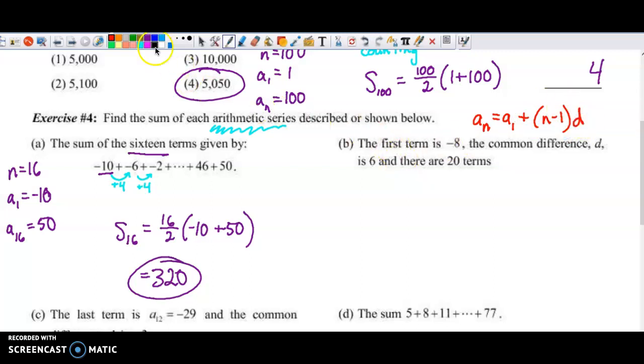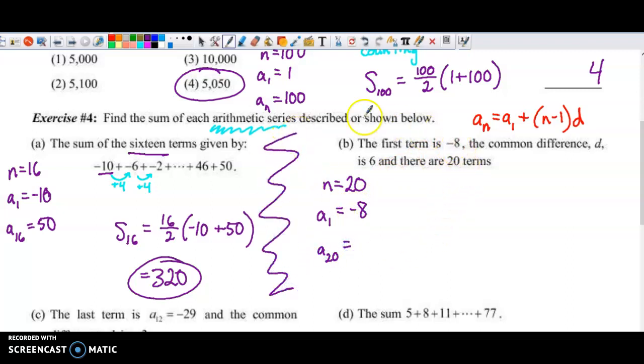Because this time as you go through your checklist, we know what n is. So feel free to pause the video and try to understand the problem. We know what the first term is. It's negative 8. But this time we don't know what the 20th term is. Put a little space in here. So that's where this other formula is going to come in. What is the 20th term?